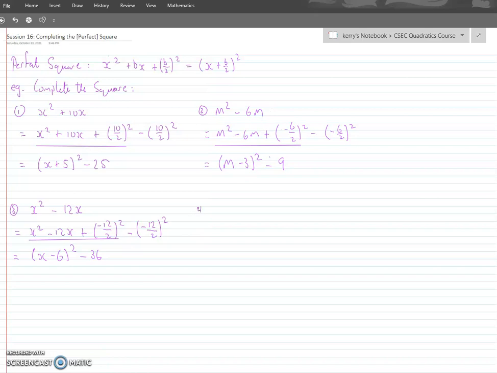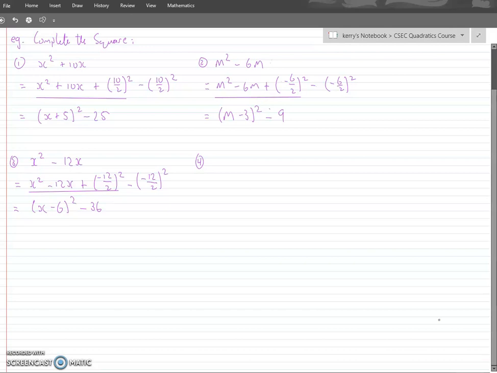Where the trouble comes in is where people start to panic and think here is when we have a fraction, but have no worries. I will guide you all through as I do with everything else. So I'm gonna write back the formula: x squared plus bx plus b over 2 squared could be rewritten as x plus b over 2 all squared. Good.